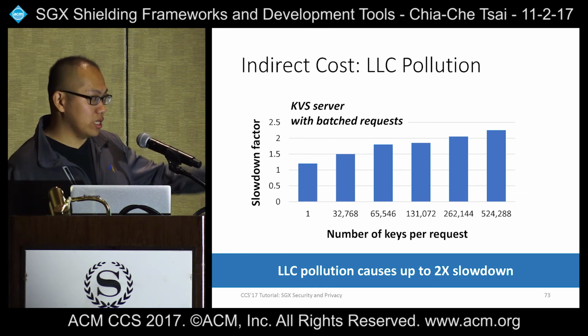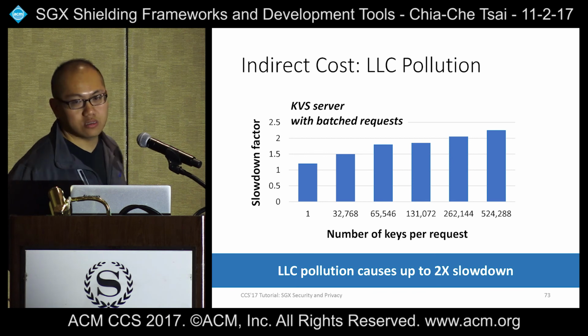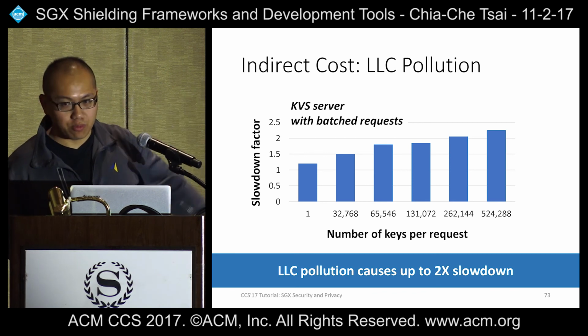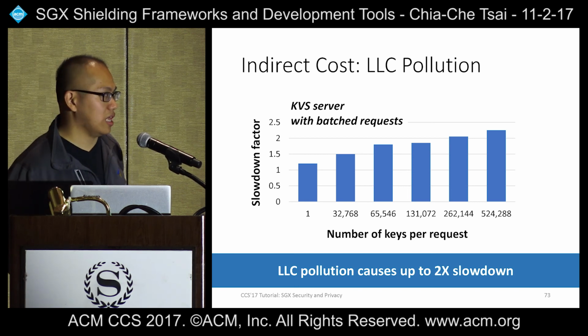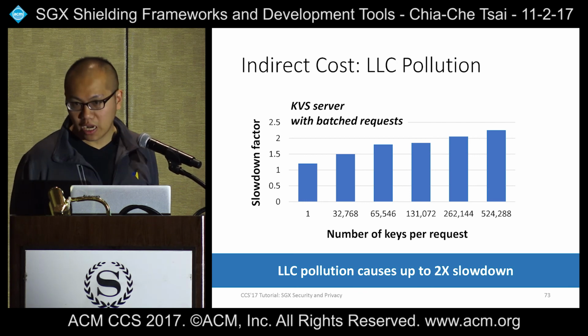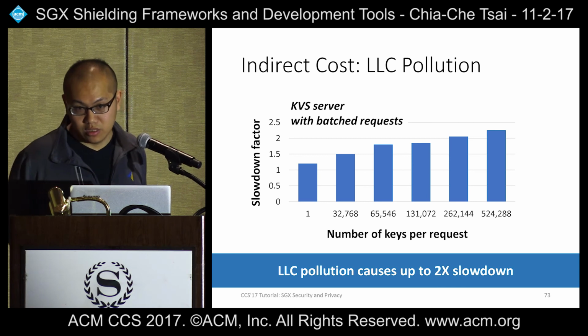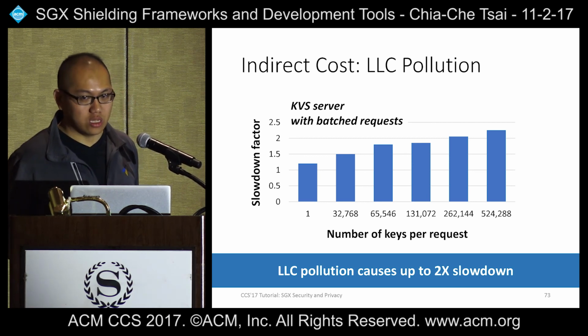So here they actually do an experiment using a key value store server, and imagine if you have more data being processed in each request, in other words, more pollution into the last level cache, at most you can have up to 2 times slowdown if your last level cache is heavily polluted. And so that is an indirect cost you can consider when you're running inside an enclave.